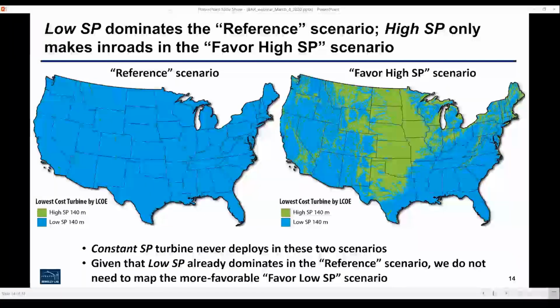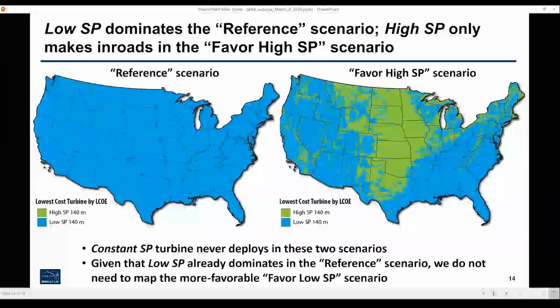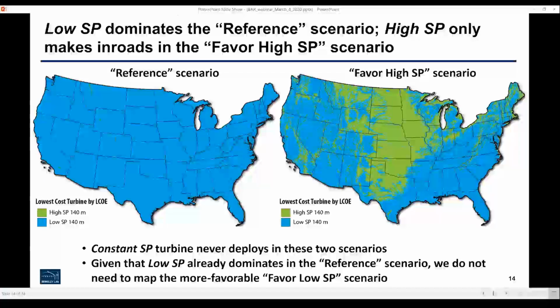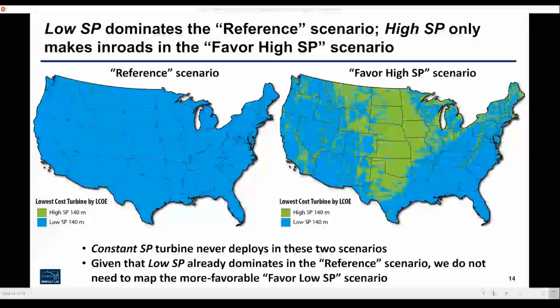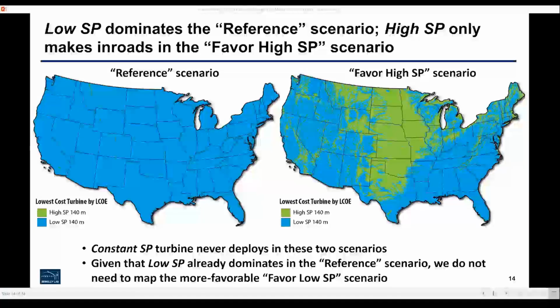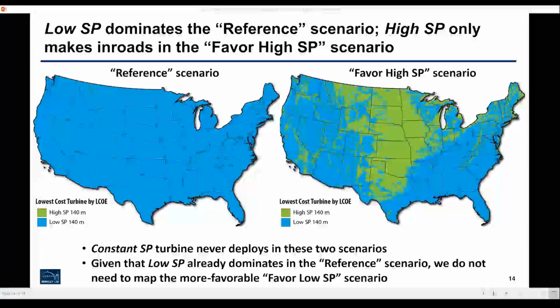Yeah, so we took those same results that we were looking at previously in sort of distribution form and went ahead and mapped these to add a spatial dimension. There's two specific Capex scenarios represented here, our reference scenario and our favor high SP scenario. In the reference scenario on the left, you can obviously see that the low SP technology wins out in virtually every site, whereas in the favor high SP scenario on the right, it's really the highest wind resource regions where the high SP turbine is indicated to be relatively viable.